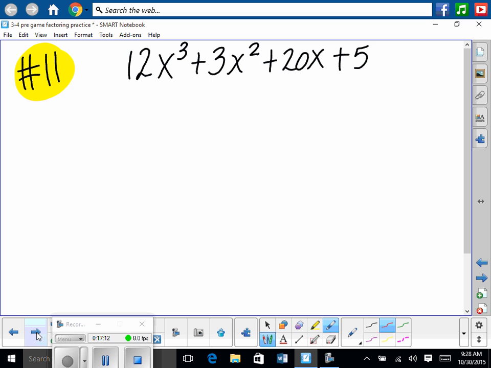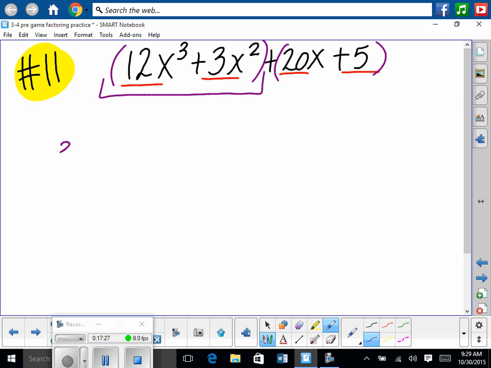So looking at this, the first thing we have to see is 1, 2, 3, 4 terms. So we're going to factor by grouping. Group the first 2 terms, group the second 2 terms. And then we focus in on each group. What's the greatest thing we have in common here? 3x squared. Good. So if we factored out a 3x squared, we divided each thing by 3x squared. So let's see what we have left.